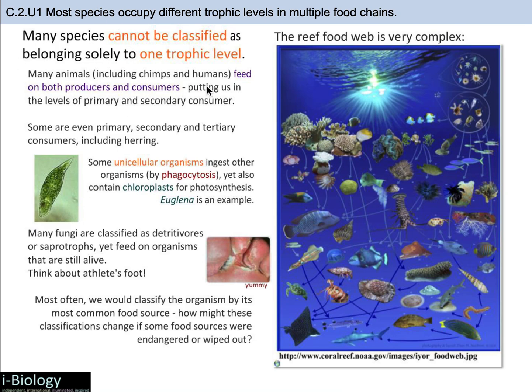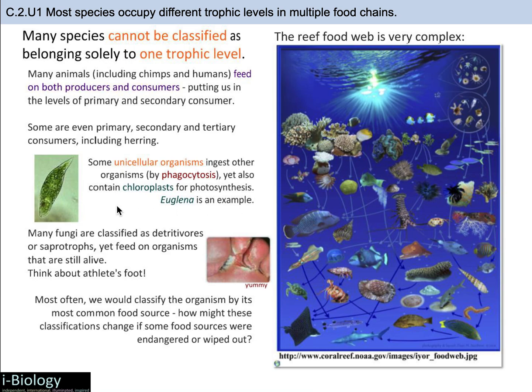This goes back to what I just said, that not all organisms are classified at only one trophic level. Let me give you some examples besides the ones I gave you. How about fungus? Many fungi are classified as detritivores or saprotrophs, which means they feed on dead things, right? But yet they sometimes feed on living things. Like this is someone's foot, so this is athlete's foot. This fungus is feeding on a living organism. So they are technically not just fulfilling the decomposer part of the food web, but are actually at a secondary consumer level.